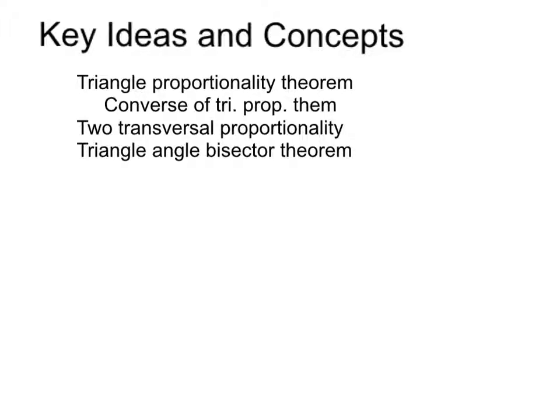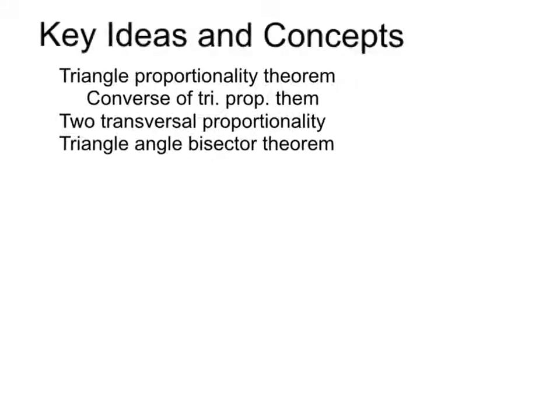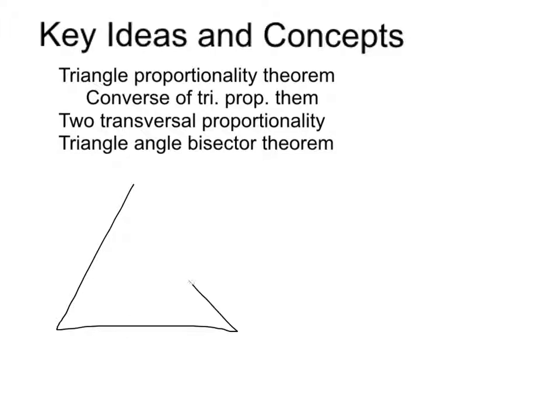All right, for this skill, there's a couple key ideas and concepts that we need to focus on. The first is the triangle proportionality theorem, which says if I have a triangle and there is a line that goes through it, and the line is parallel to the base, then this side to this part is proportional to this side to this part. The converse says the opposite. It says if these are proportional, then the line is in fact parallel.